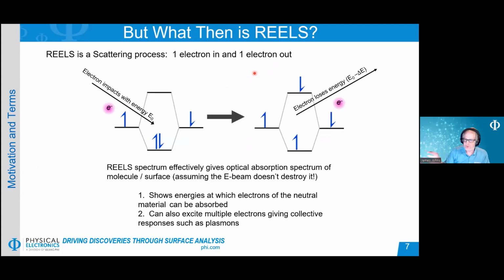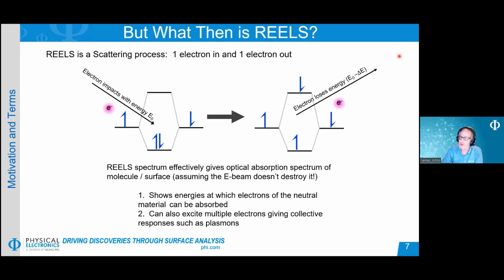And so, great, but what is reals? Well, reals is a scattering process. We're going to have an electron that comes in with a well-defined kinetic energy. It's going to excite an electron from the HOMO into the LUMO. And as it does so, it's going to give up some of its energy to do that. And so when the electron leaves, by conservation of energy, it has to have less energy than when it started. And that energy loss is what we're measuring in the reals experiment.